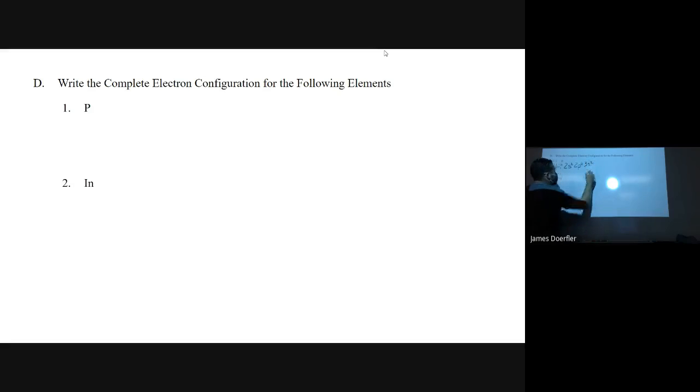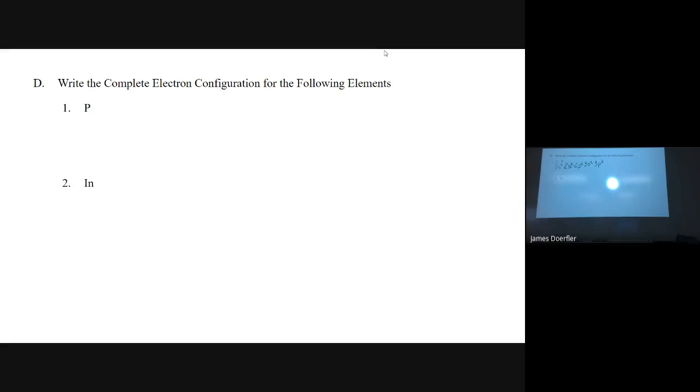Now I'm in the p block. 3p1, 3p2, 3p3. Am I at my destination? But then I stop. How many did I just count? 3. And that is the electron configuration for phosphorus.